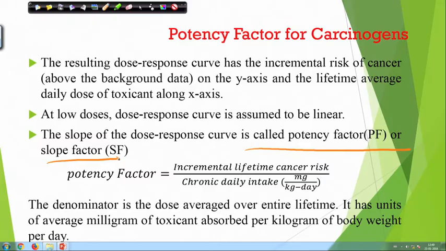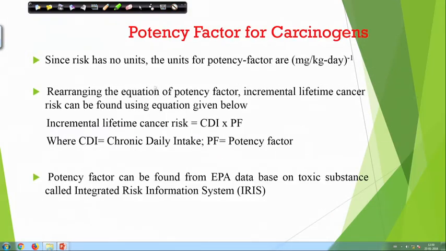The potency factor is the incremental lifetime cancer risk divided by the chronic daily intake. That is how we define potency factor. Whatever the lifetime cancer risk is, divided by the daily intake in milligram per kilogram per day, the denominator is the dose averaged over the entire lifetime. It has units of average milligram of toxicant absorbed per kilogram of body weight per day. That is how we calculate the potency factor or the slope factor. Now, since risk has no unit, the unit of potency factor is the inverse of milligram per kilogram per day.